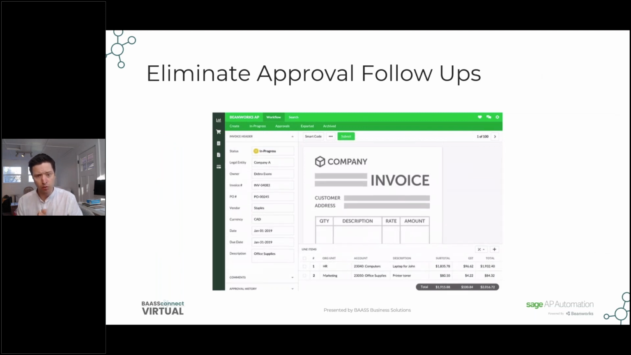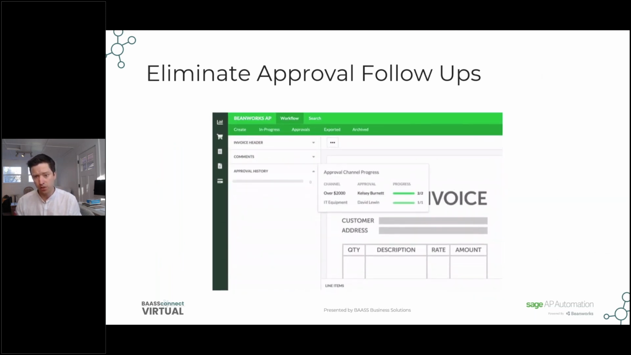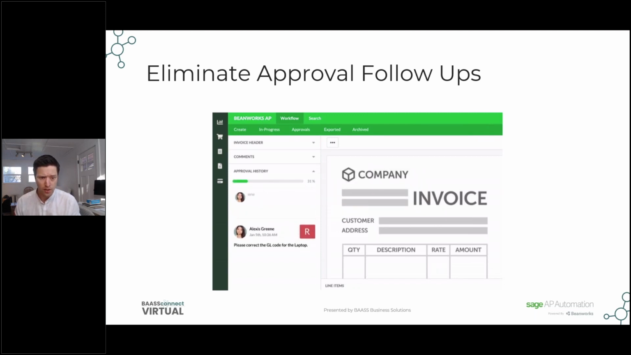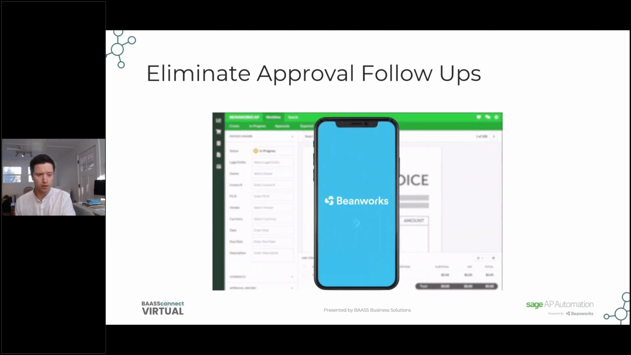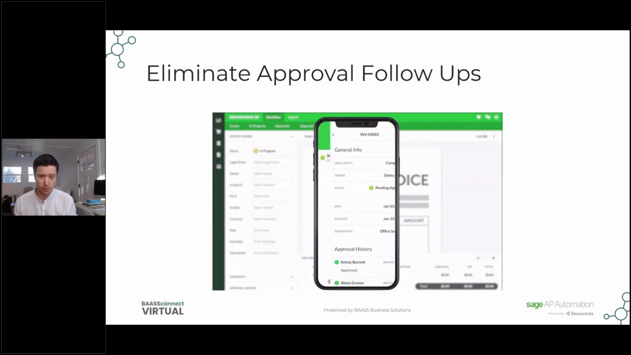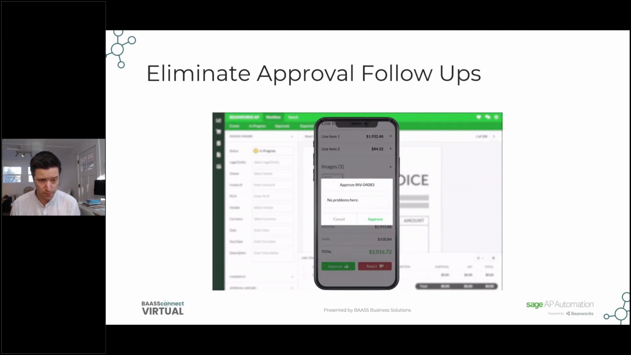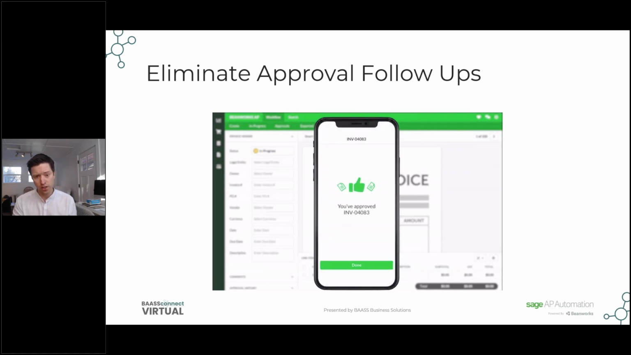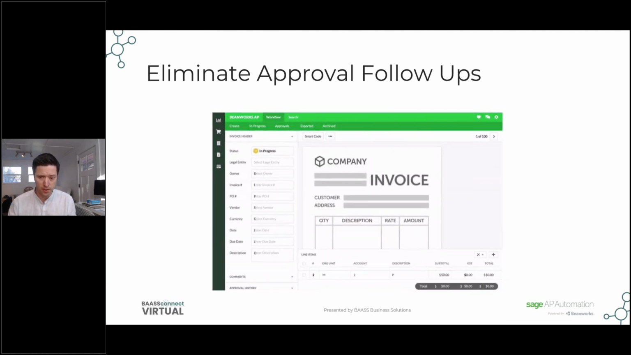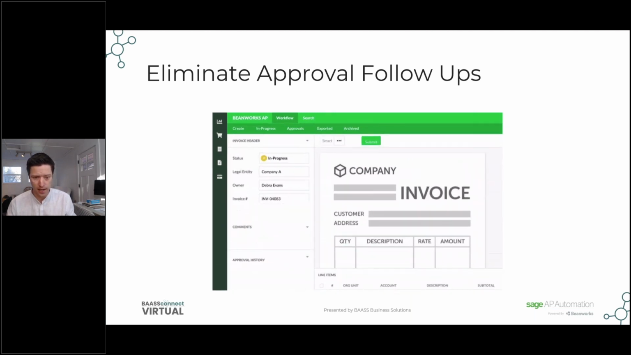Next, you eliminate approval follow-ups, as users can approve invoices through the mobile app and the browser. So the system will also be responsible for following up with approvers on behalf of the accounting team, which will really relieve a huge amount of stress and keep your internal relationship strong as a finance team, because you'll no longer have to be following up with your teams. On screen, you actually see a short demo of the approval process to show you how simple and easy it actually is.